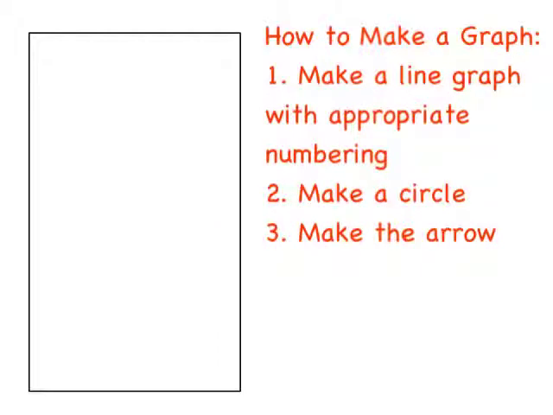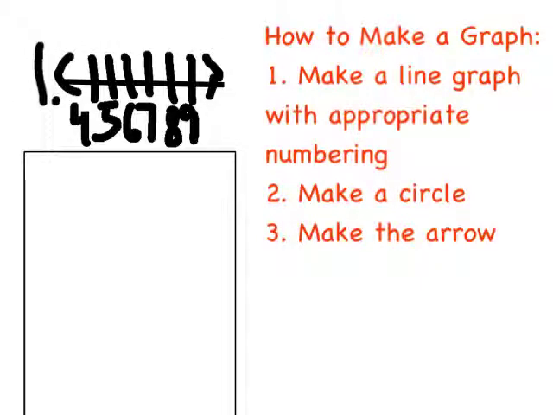As you can see, the first step is to make a line graph with appropriate numbering. For our problem, we need to make one like this. If you write this, make sure to make equal spaces in between the numbers. The second step is to make a circle. Ours will have to be an open circle because it is greater than instead of greater than or equal to. The graph should look like this.